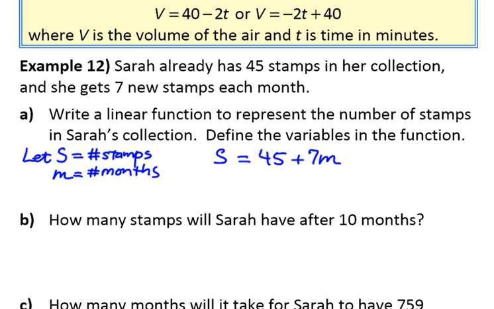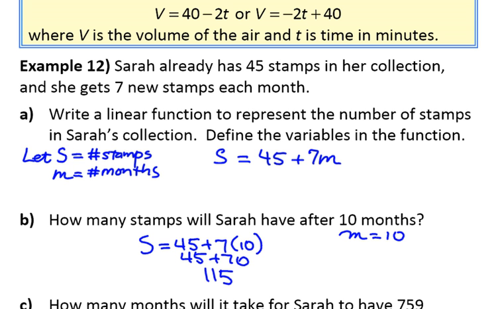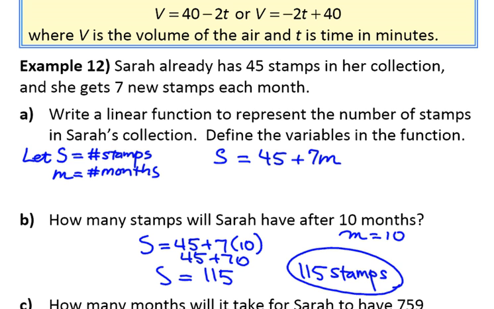So B, how many stamps will Sarah have after 10 months? Okay, well that means that M is equal to 10. So S, which is the number of stamps, is going to be equal to 45 plus 7 times 10. So 45 plus 70 is 115. So S is the number of stamps, so 115 stamps for that answer.